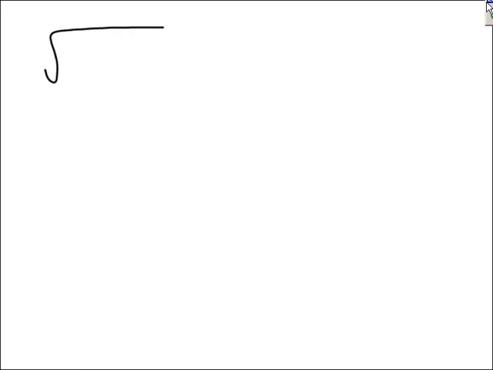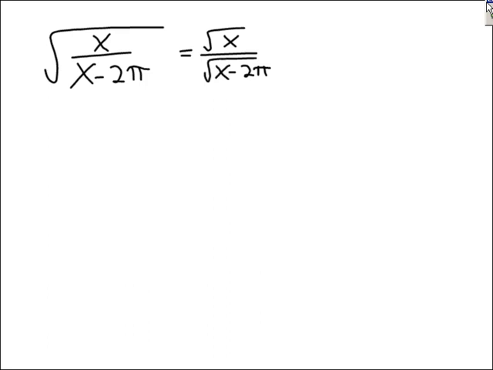If you have the square root of x over x minus 2 pi. Okay. Now, remember, this is the same as the square root of x over the square root of x minus 2 pi. So we actually have 3 things to do. Step 1 says what's in the denominator, namely the square root of x minus 2 pi, can't be 0.